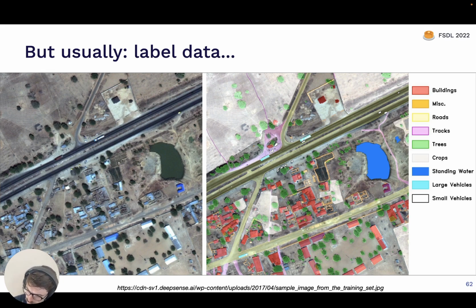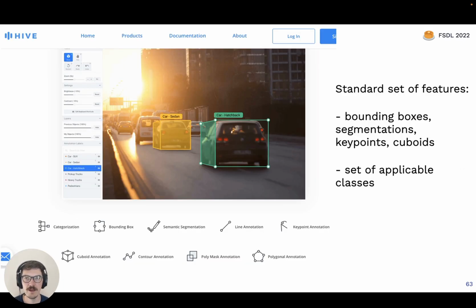But usually you might have to label some data as well. And data labeling always has some standard set of features. There's bounding boxes, key points, or part of speech tagging for text. There's classes, there's captions.